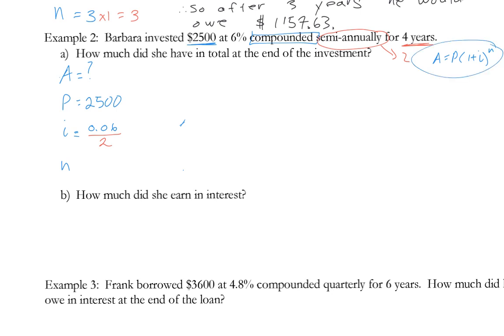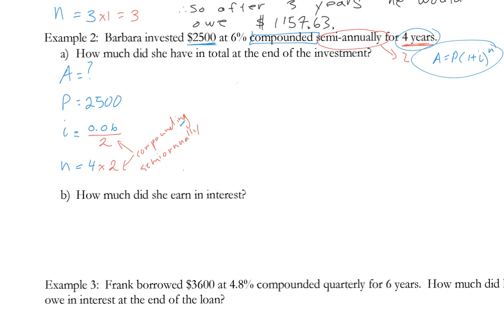So now, because, remember, it said it was 4 years, we have to take 4, and then what we're doing is we're going to multiply it by, you guessed it, the number 2. So 4 years times 2. And just remember, that 2 represents the compounding semi-annually. So that compounding semi-annually happens that way.